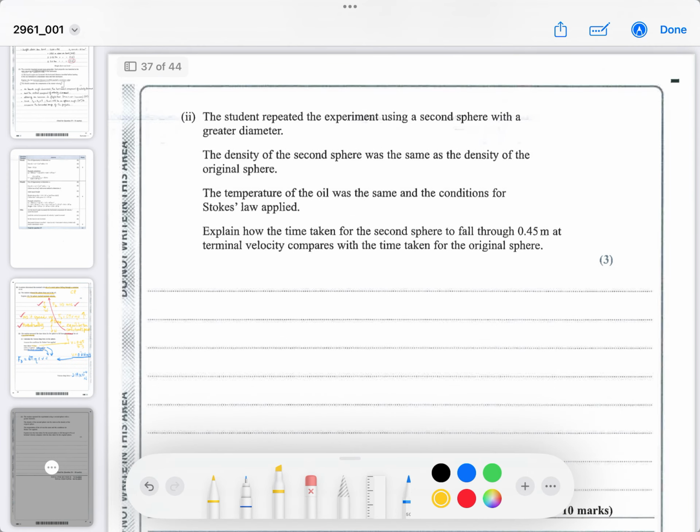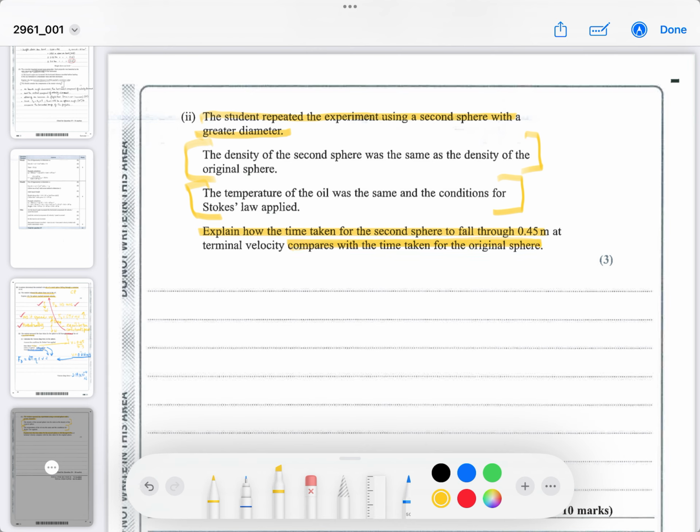Okay, the next question. It says the student repeated the experiment using a second sphere with a greater diameter. Okay, so it's not simple, this one. It's the last part of the exam. The density of the second sphere is the same, so it's the same material, no change there. And the temperature and the conditions remain the same. So exactly the same. The only change is diameter. Explain how the time taken for the ball to fall through the 0.45 meters compares with the original sphere.